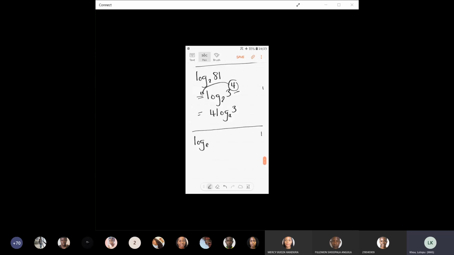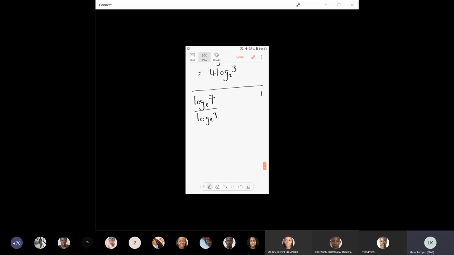So log base e of 7 over log base e of 3. Now I think some of you might already realize that this is just equal to log base 3 of 7. The reason for that we will see just now. What we can do is, if this is what we have, let us show that this is actually the answer. And then next time when you see questions like this, you will immediately see that it's like reversing the technique of changing the bases of the logarithm.